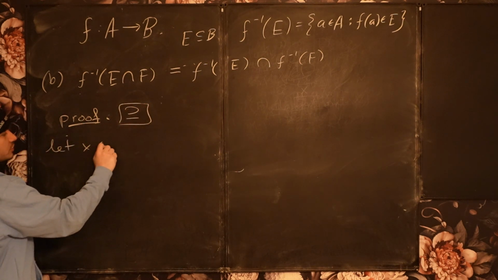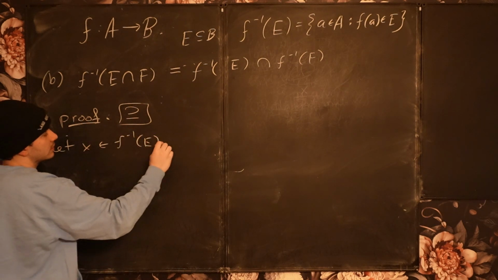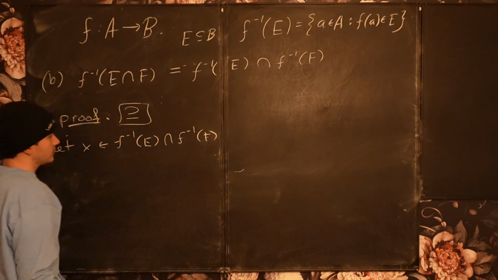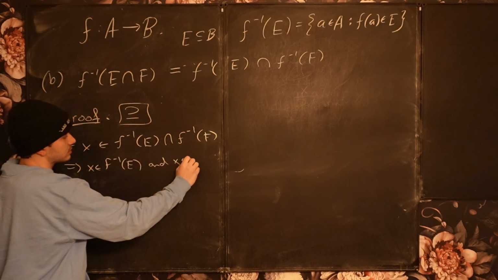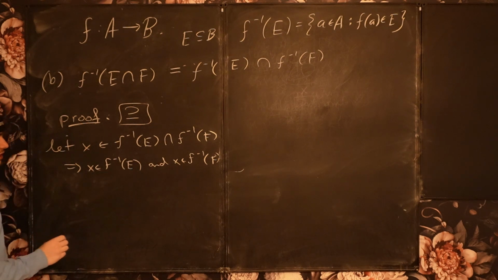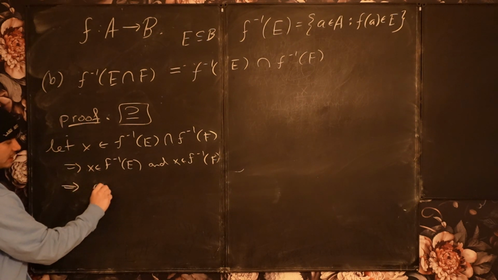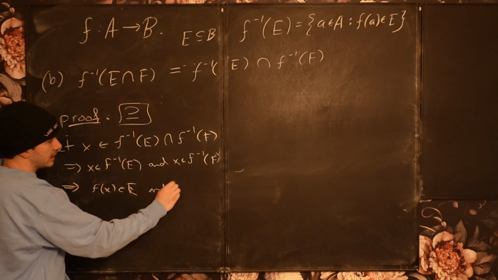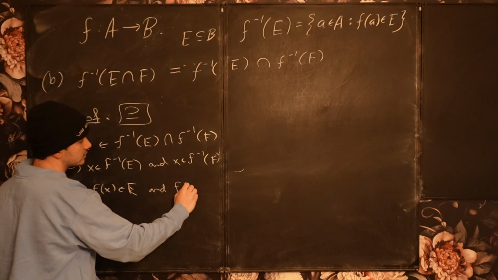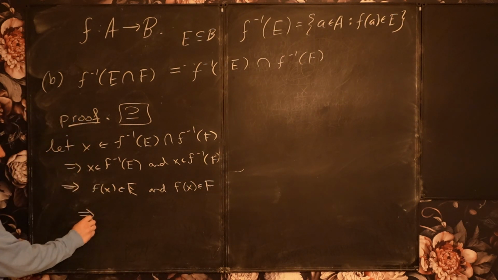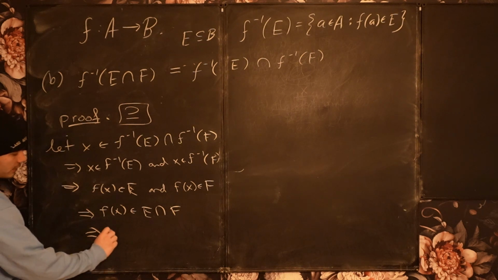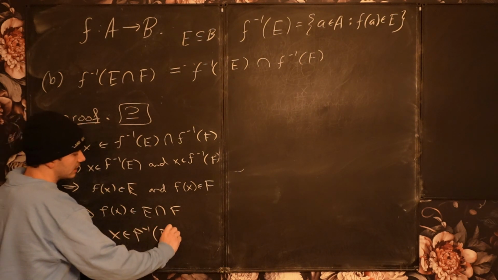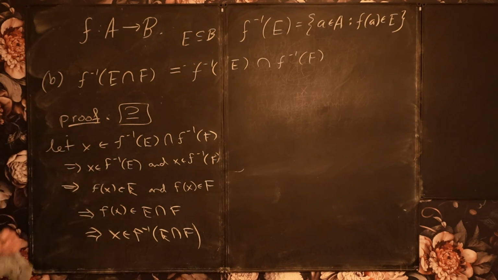Okay, so let x belong to f inverse of E intersect f inverse of F. Then x belongs to f inverse of E and x belongs to f inverse of F by definition of the intersection, which this expression tells me that f(x) belongs to E, and this expression tells me that f(x) belongs to F. So therefore, f(x) belongs to E and F, so E intersect F, and therefore x belongs to f inverse of E intersect F. And voila, we have the reverse direction of the inclusion. So that proves part B of the theorem.